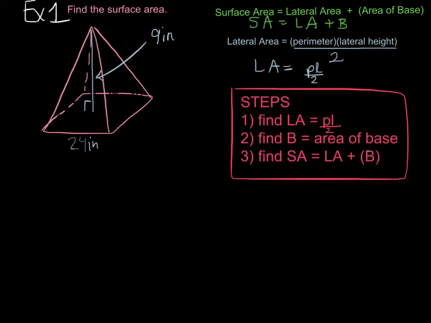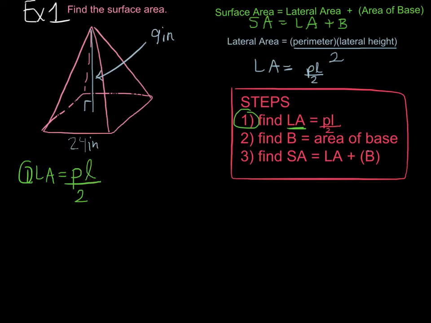Okay, so let's color code our steps. So step 1, let's find the lateral area. The lateral area is the perimeter of the base times the lateral height divided by 2. So there are two things I need to find, the perimeter of the base and the lateral height.